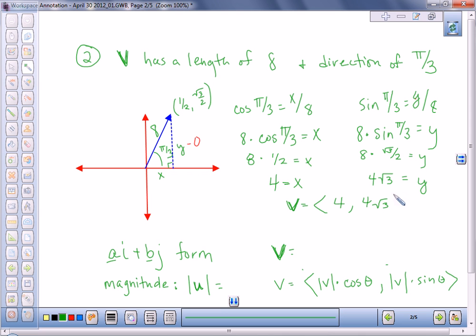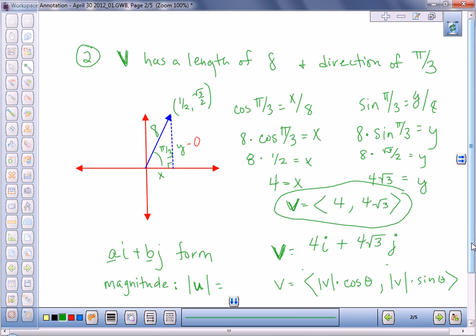There is another form, and your book does use this, so I wanted to draw your attention to it. It's ai plus bj form, where i is just representing that horizontal move and j is representing the vertical move. So this answer translated into that form would just be 4i plus 4 root 3j, and that's how that would look. These two mean the same thing. You are welcome to leave your answers in this form. And when the book asks for it to be in the ai plus bj form, you're welcome to leave it in the component form there as well.